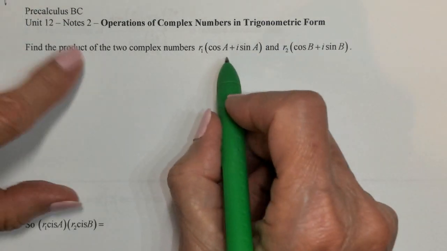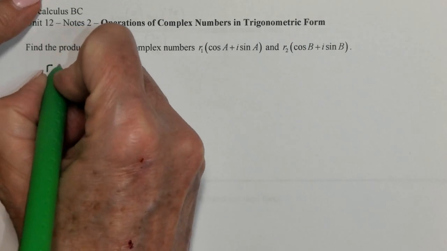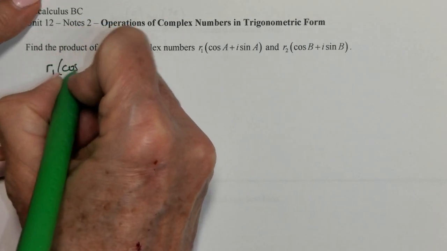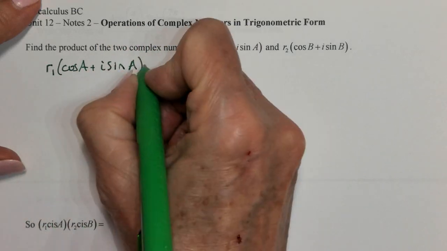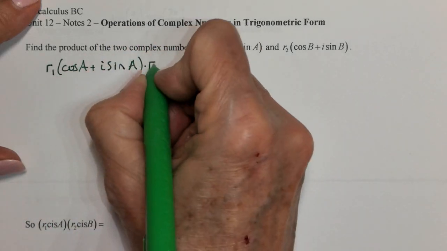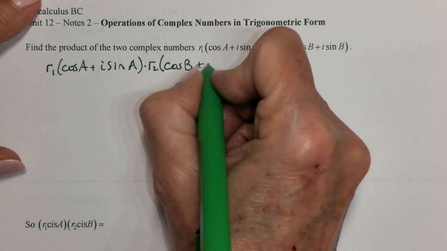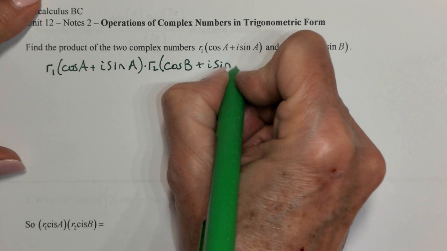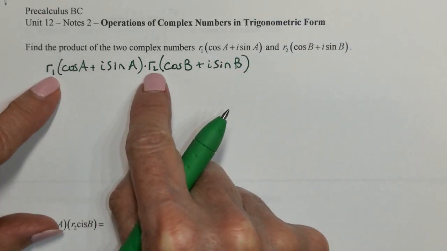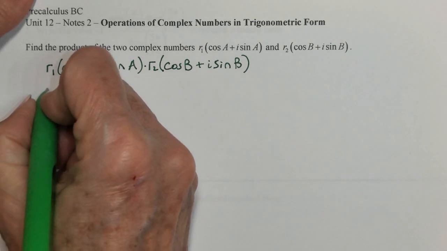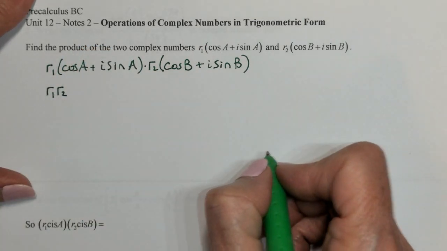Okay, so I want the product, so I'm going to multiply these two together. So I have r sub 1 times cosine A plus i sine A, and I'm multiplying that by r sub 2 times cosine of B plus i sine of B. Okay, I know we can multiply these real numbers together. I'm going to write that as r sub 1 times r sub 2.